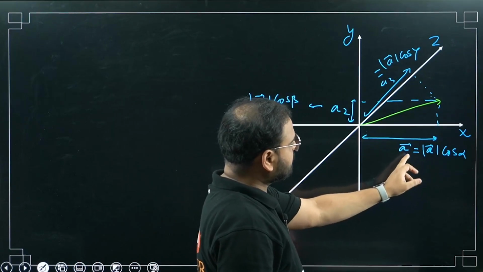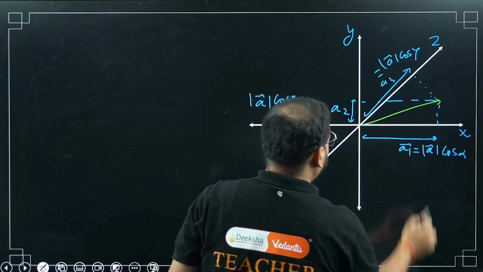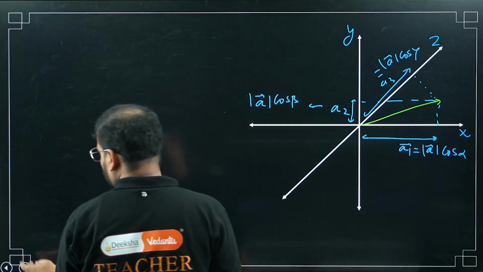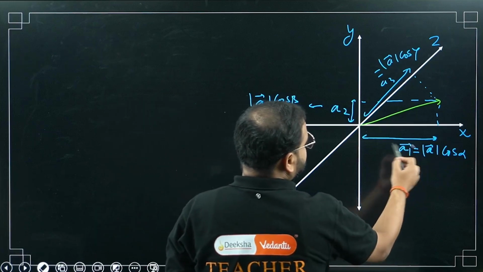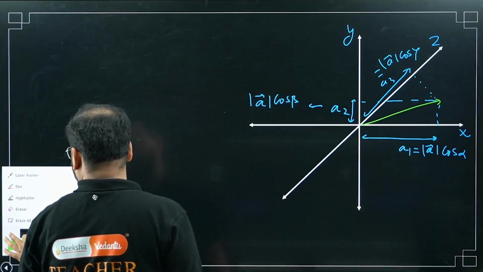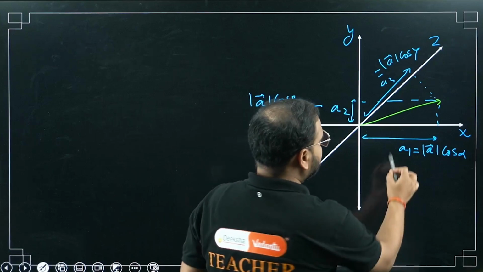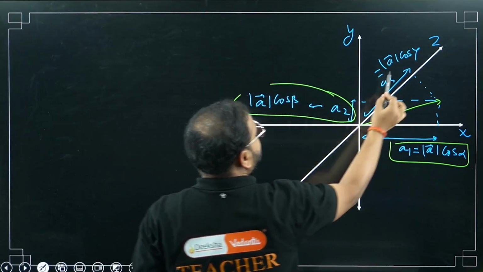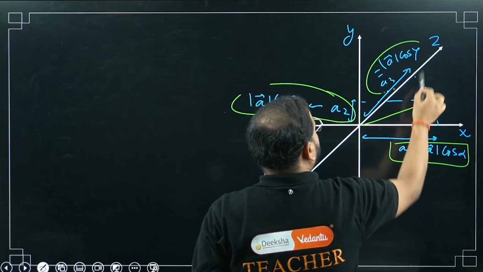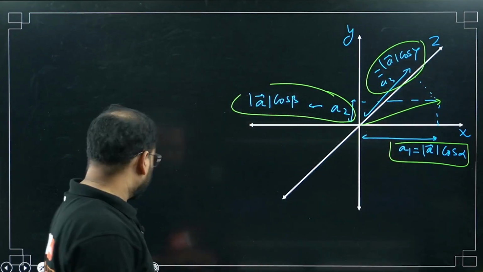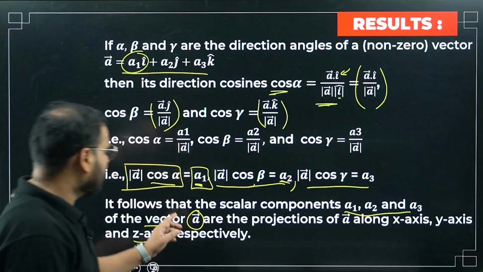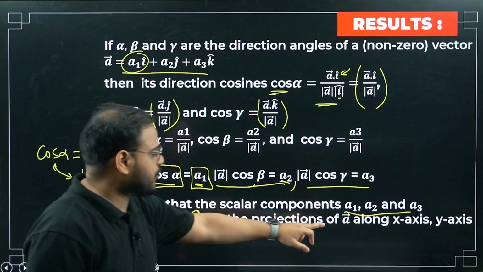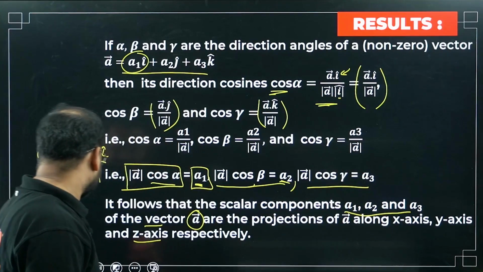A1 is the x component. A1, A2, A3 are not vector quantities here, we're just looking for the values. Please have a look. This is my condition. A1 will be given like this, A2 like this, and this is my A3 value over here. Got it? So these will represent the scalar components, the projections of the vector A across the x, y and z axis.